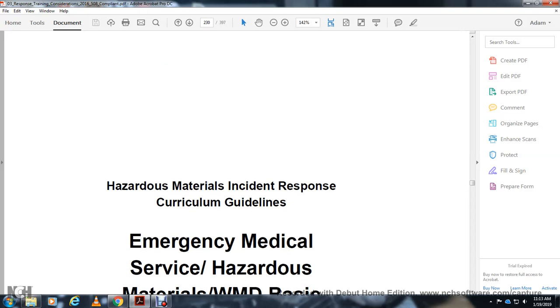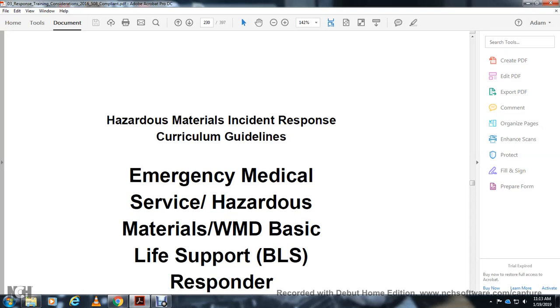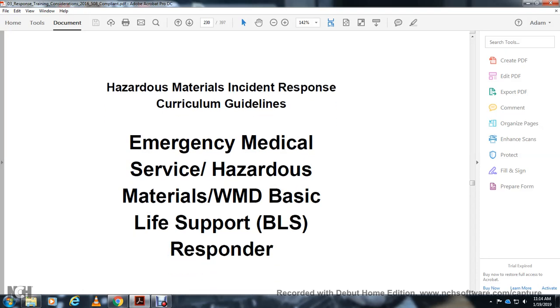Hazmat incident response curriculum guidelines: emergency medical service hazmat weapons of mass destruction, basic life support responders.